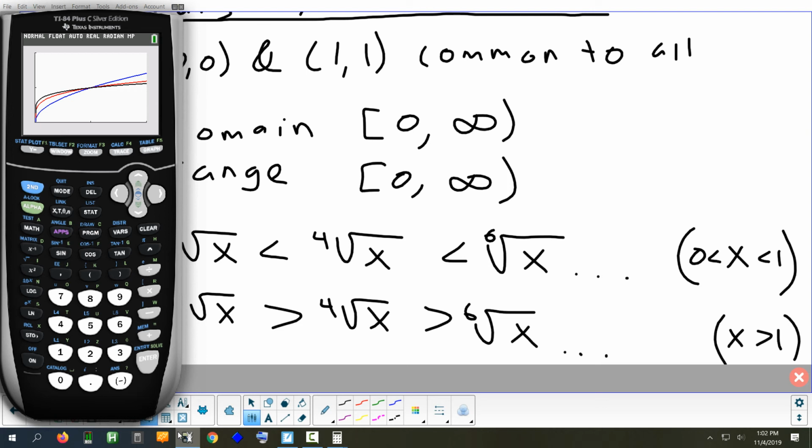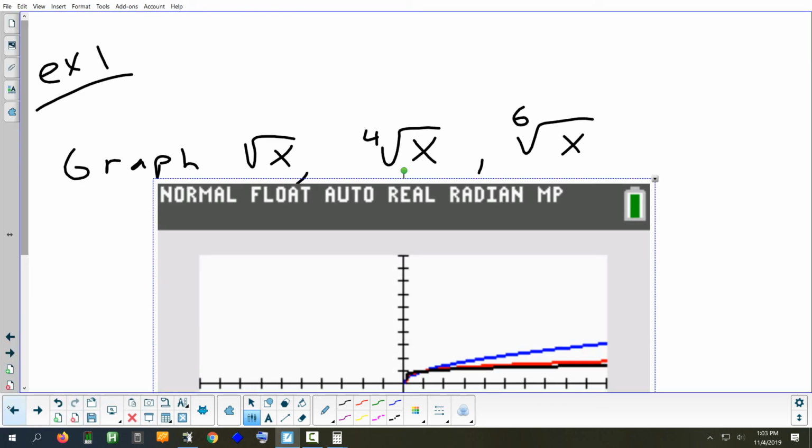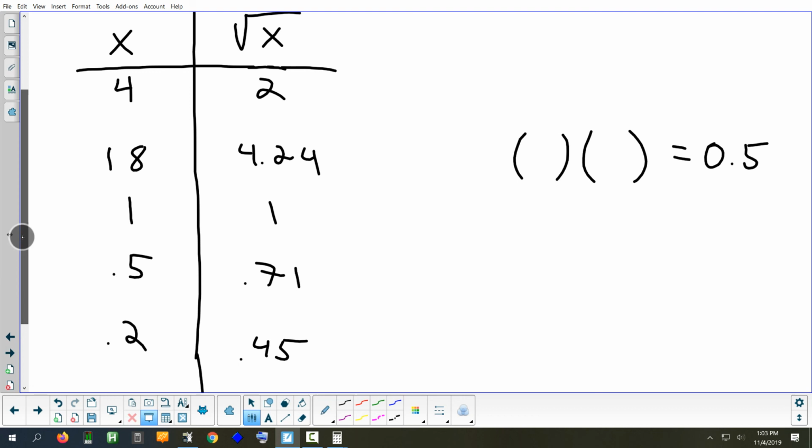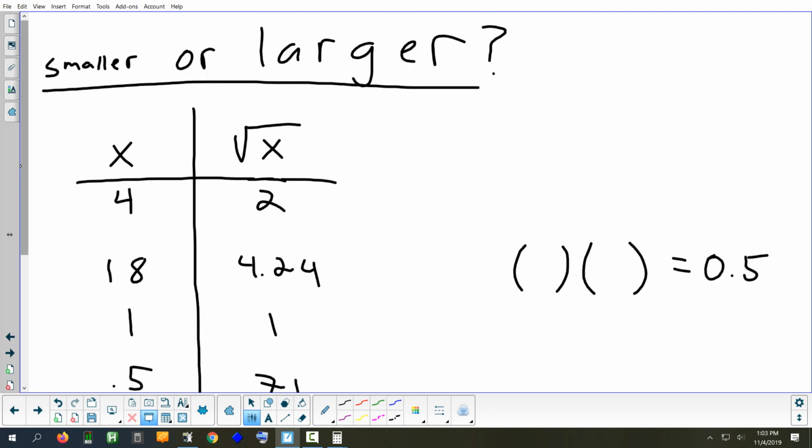But the behavior all switches right at 1. And you guys kind of saw that in this table too. I asked you, is it getting smaller or larger? And we figured that out. It changes right at 1.